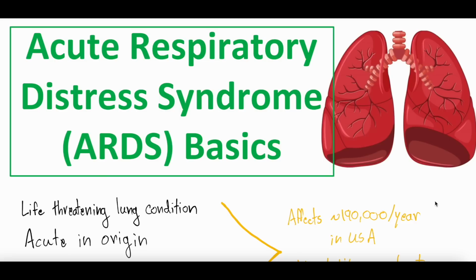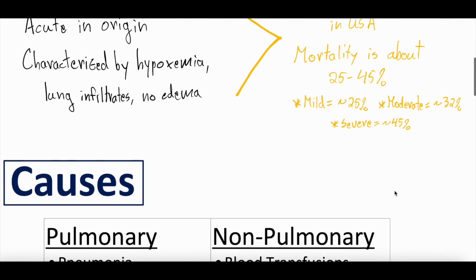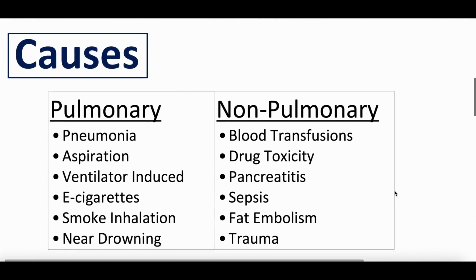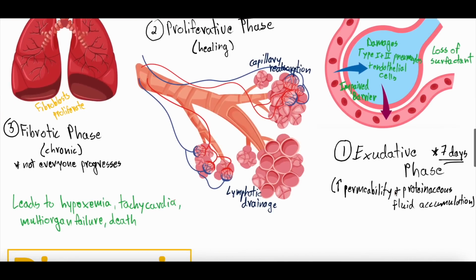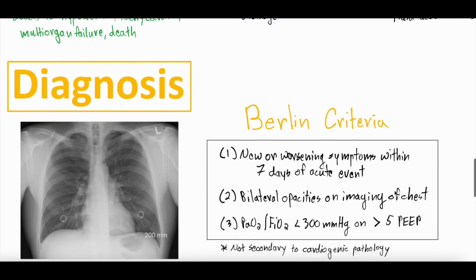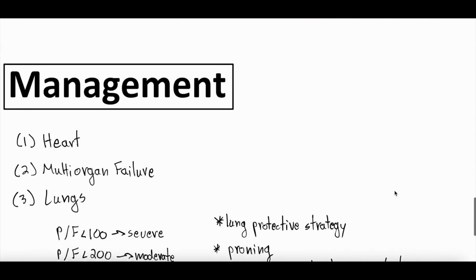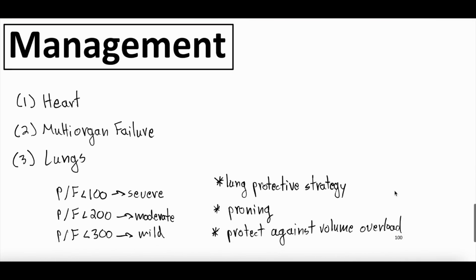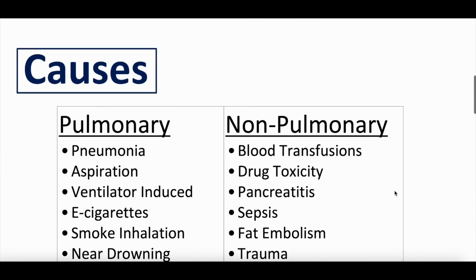We're going to be talking about Acute Respiratory Distress Syndrome, ARDS, basics. So this is going to be kind of a basic overview of this condition. We're going to start by just talking about what it is, what it's characterized by, how many people it affects, the mortality rate, both for mild, moderate to severe. We'll talk about causes, pulmonary versus non-pulmonary, the pathophysiology or how exactly it's happening, how to diagnose it, the Berlin criteria, chest x-ray findings, and how to manage it, particularly the multi-organ system management, because ARDS, even though it's a primary lung disease, does cause disease of other organs too.